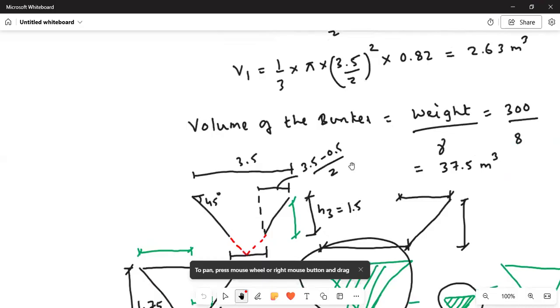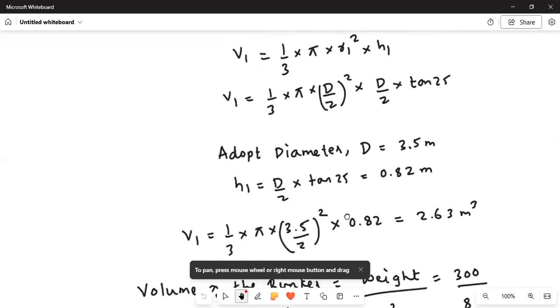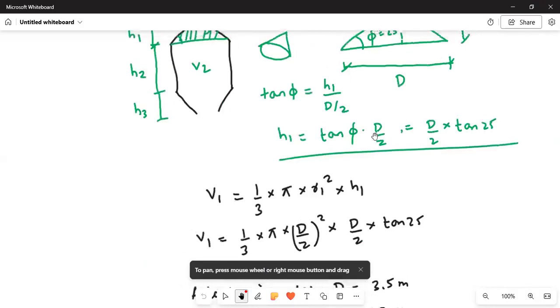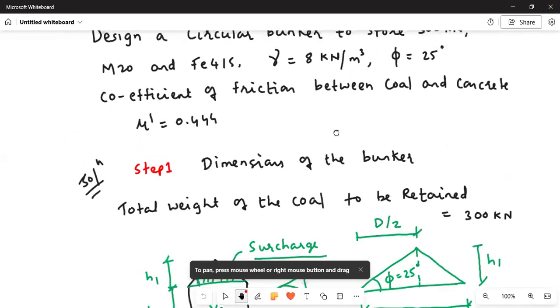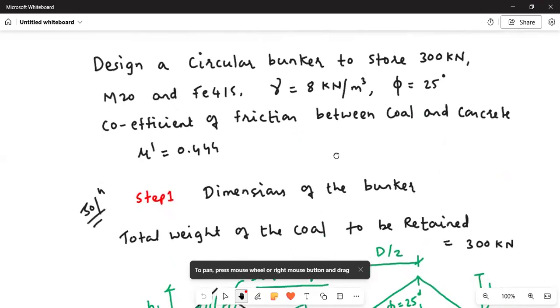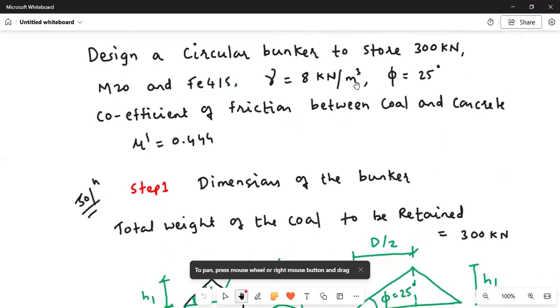So in the previous class, we started discussing the design of a circular bunker. Design a circular bunker. This is the data they have given: 300 kilonewton is the load of the material, M20 grade concrete and Fe415 we need to use. Density of the material is given. Angle of repose is given, that is 25 degrees.